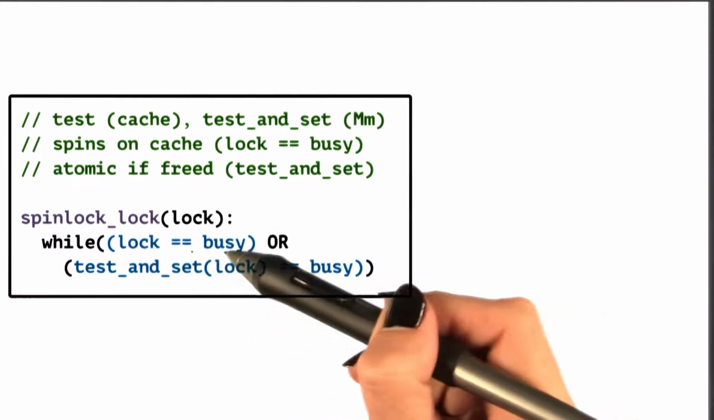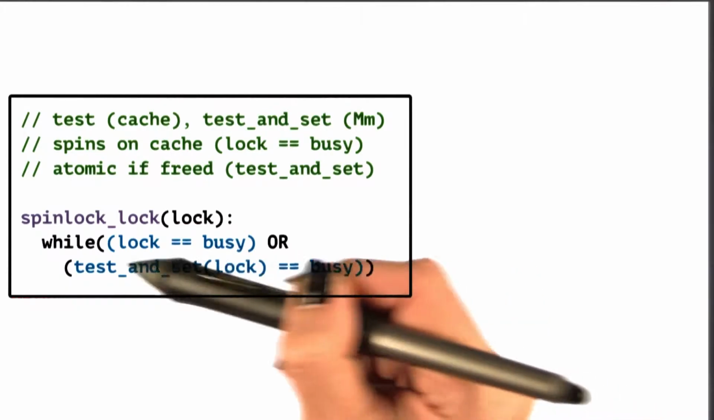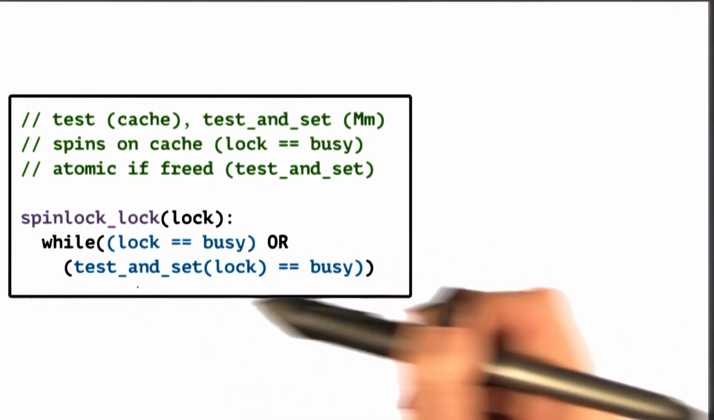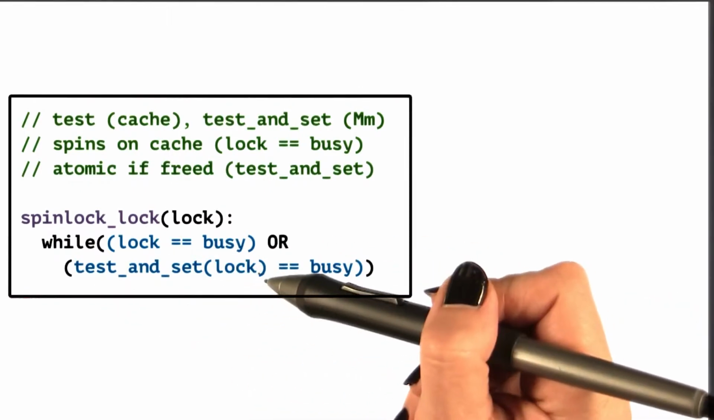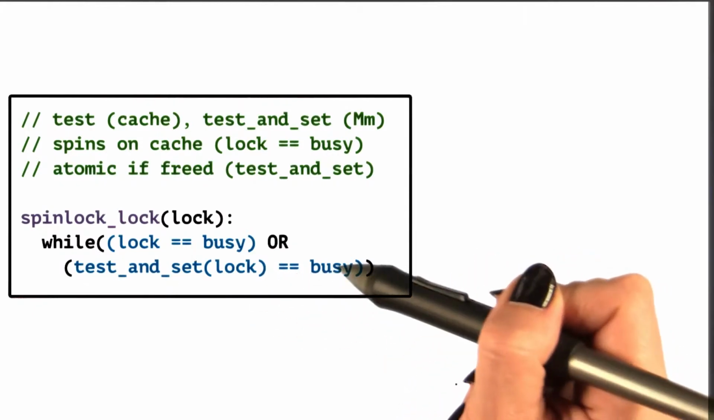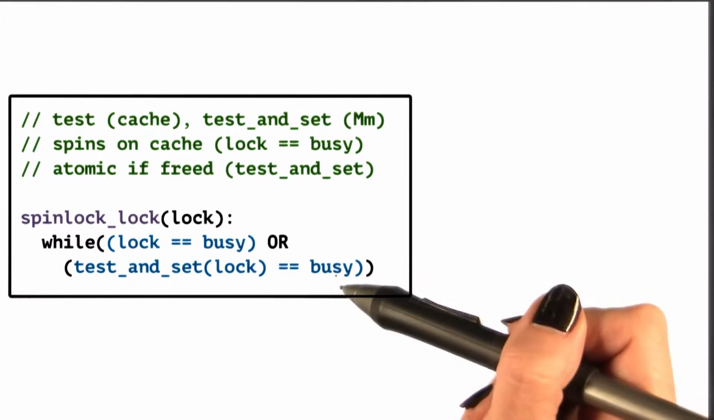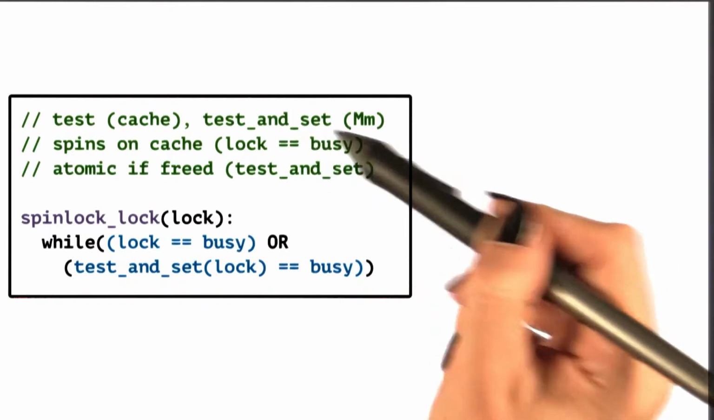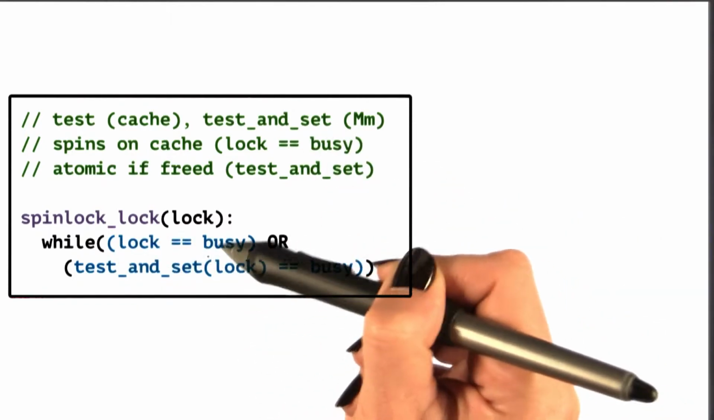Now, only when the lock becomes free, so when this part of the predicate, lock equals busy, is not true, only then do we try to evaluate the second part of this predicate. At that point, the test and set operation, the atomic instruction, will be executed, or will be attempted at least, and then we will see whether we acquire the lock or not. So this also means we will try to make a memory reference, since the test and set performs a memory reference, only when the lock becomes free.